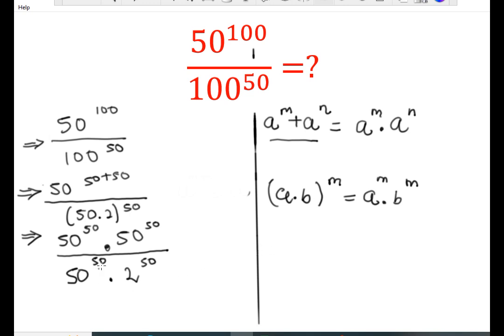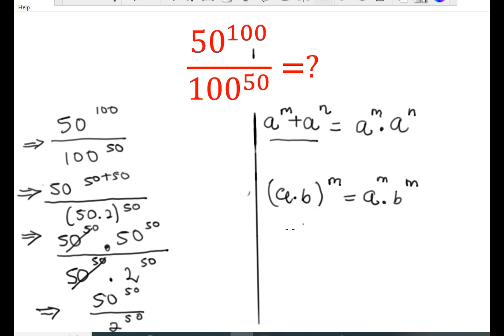As we can see, this one is going to cancel this one. Now we're left with 50 to the power 50 over 2 to the power 50. This is how we have it.